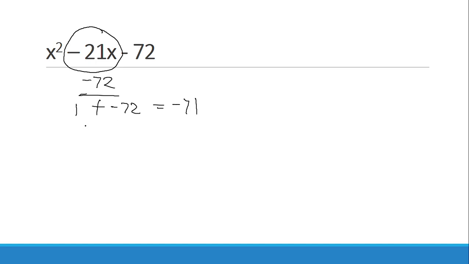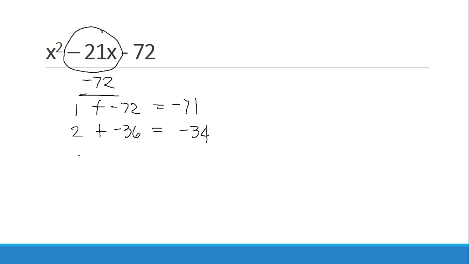And we go for the next one. So next one is 2. And 72 divided by 2, that is divisible. So we have there 2 plus 72 divided by 2, that gives off 36. So we have negative 36 in there. Adding the two together, that gives off negative 34. And again, that is not the number found in the middle term.